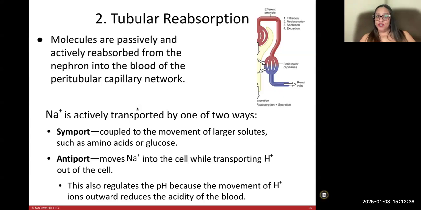Second step, tubular reabsorption. Molecules are passively and actively reabsorbed from the nephron into the blood of the peritubular capillary network. Sodium is actively transported by one of two ways. Symport means it's coupled to the movement of larger solutes like amino acids or glucose. Antiport moves sodium into the cell while transporting hydrogen out of the cell. This also regulates the pH because the movement of hydrogen ions outward reduces the acidity of blood. Remember, hydrogen is the ion that is responsible for pH. More hydrogen ions, it's more acidic. Less hydrogen ions is less acidic and more basic.